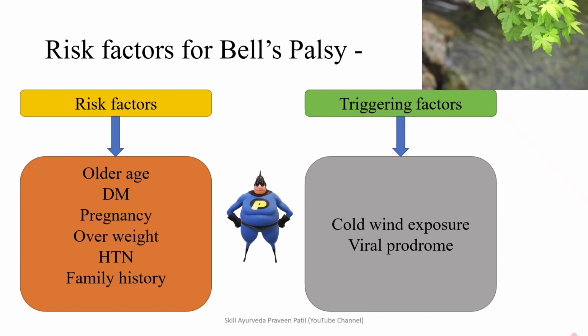Cold wind, because the facial nerve runs very near to the acoustic canal, the ear canal. So cold wind exposure causes irritation to the facial nerve, resulting in inflammation of the facial nerve. And viral prodrome: certain viruses grow in certain periods, so such seasons will affect Bell's palsy. So these are the triggering factors for Bell's palsy.